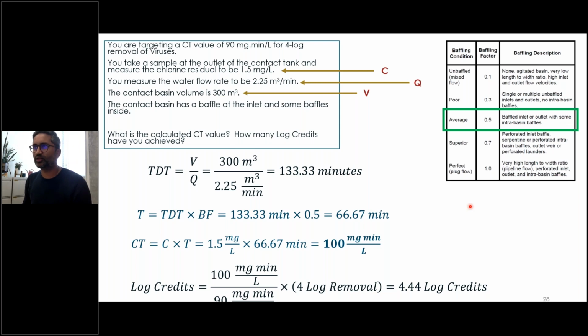Okay, so that was a quick example going through, from start to finish, the steps in calculating your T value, and then using the C with the T to get CT, and then based on that CT and what you're aiming for in terms of log reduction of a particular pathogen, how you can determine the log credits that you have.